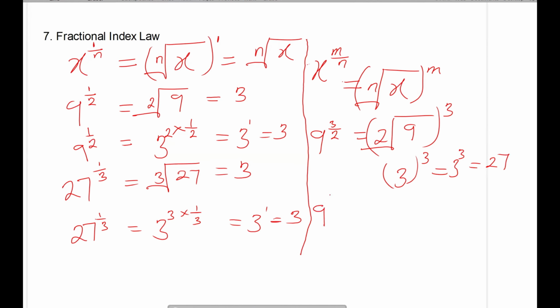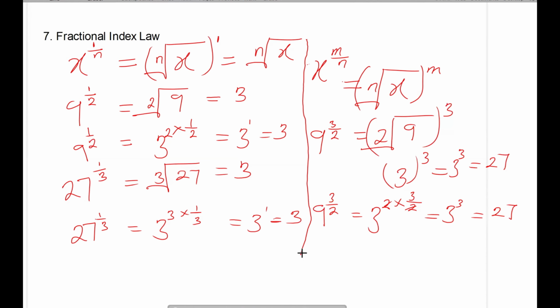You can also follow our normal way by writing 9 as an index. You say 9 raised to the power 3 over 2. 9 can be written as 3 raised to the power 2, times the power we have there before, which is 3 over 2. And this 2, we cancel this 2. So that means we have 3 raised to the power of 3, and that will still give us 27. So anyone who wants to do it by applying the law will get to the same answer.